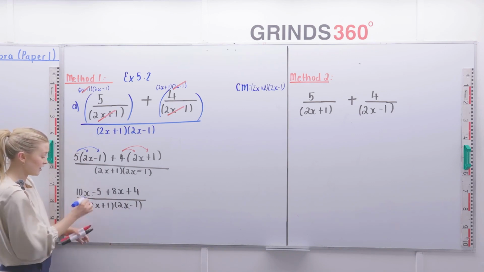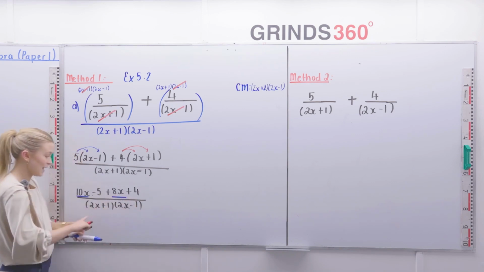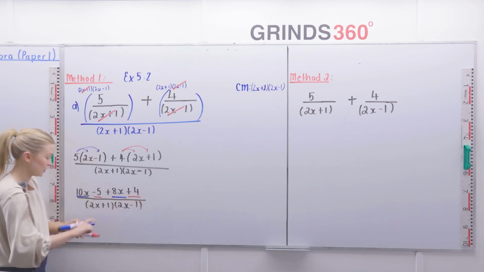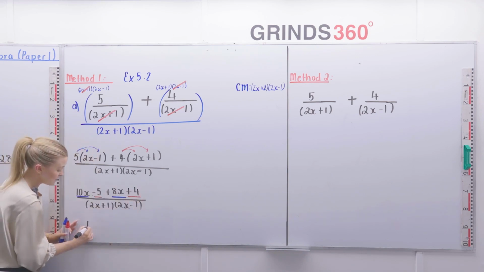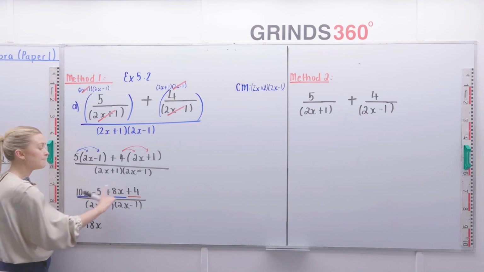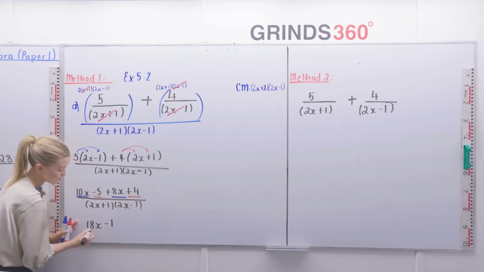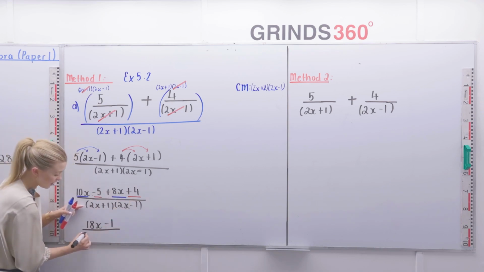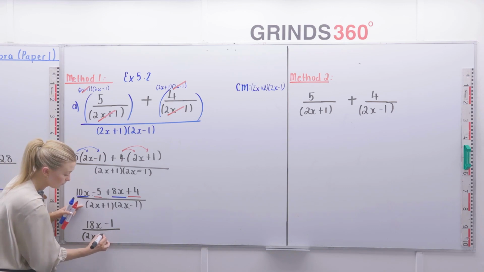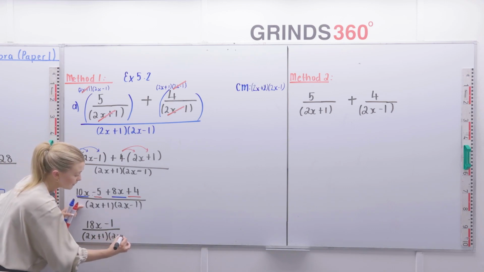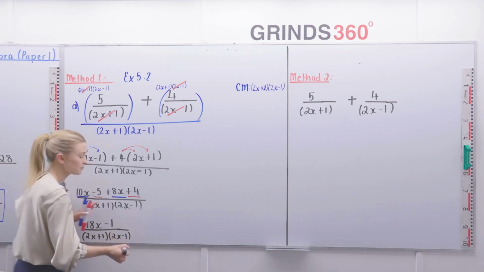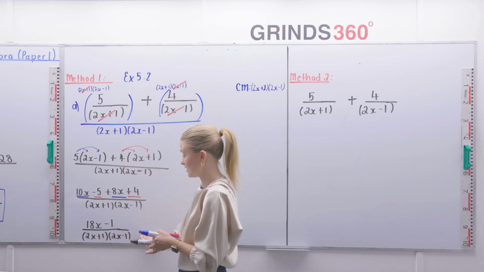Finally, let's add our like terms. 10x and 8x, minus 5 and plus 4. 10 plus 8 is going to leave me with 18x. Minus 5 plus 4 will leave me with minus 1. And this is all over again 2x plus 1, 2x minus 1. And that there is my answer.